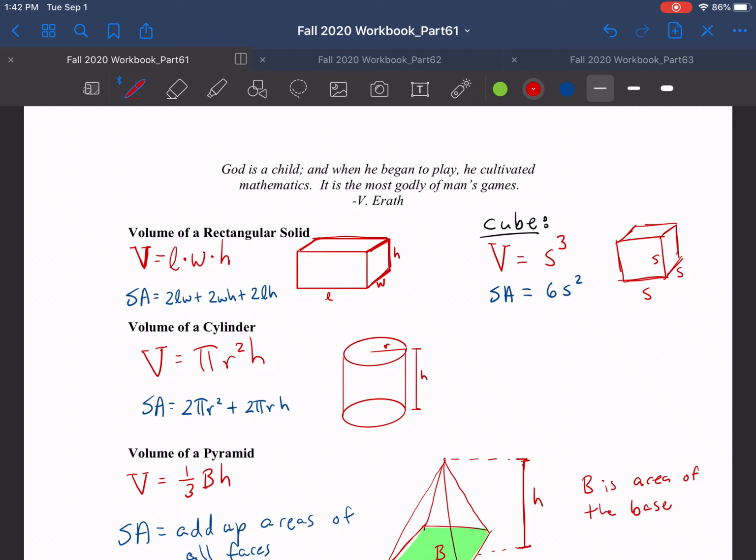First off, we're talking about the volume of a rectangular solid. When you think about the volume of something, you basically want to think of how much it would take to fill it up. How much water would it take to fill it up? Something like that is what that's telling you.